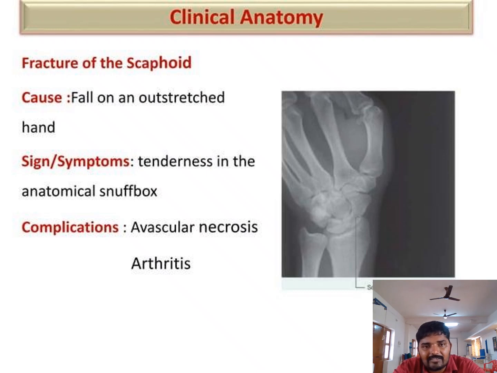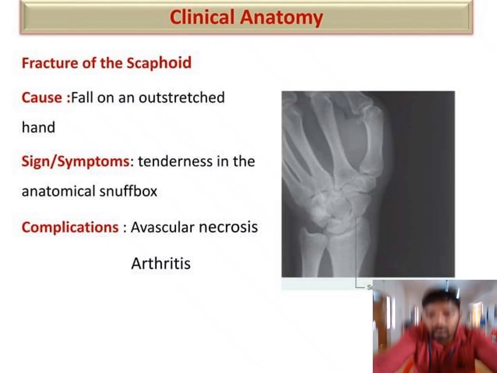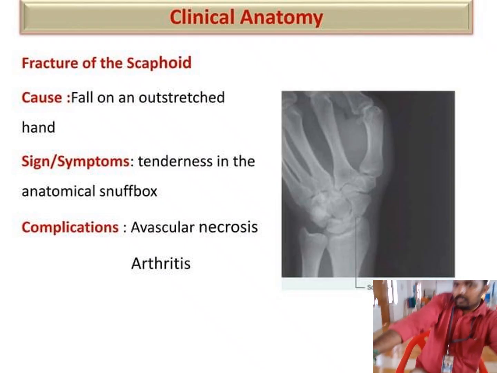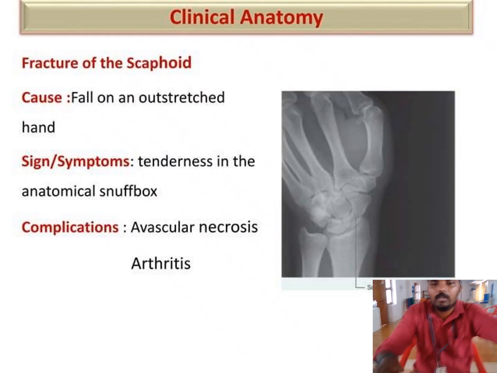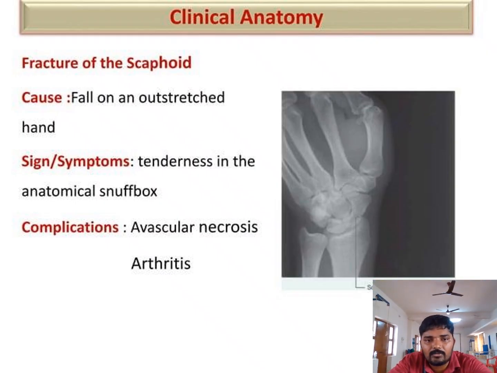The clinical anatomy of fracture of the scaphoid: it is caused by a fall on the outstretched hand, in this position, with the hand hinging on the scaphoid bone. This causes signs of tenderness. With extension of the thumb, a dimple forms. This dimple is called the anatomical snuffbox, and tenderness is present in this area. The complications are avascular necrosis and arthritis.